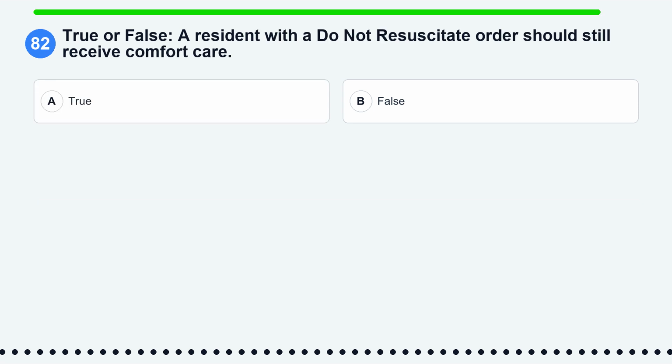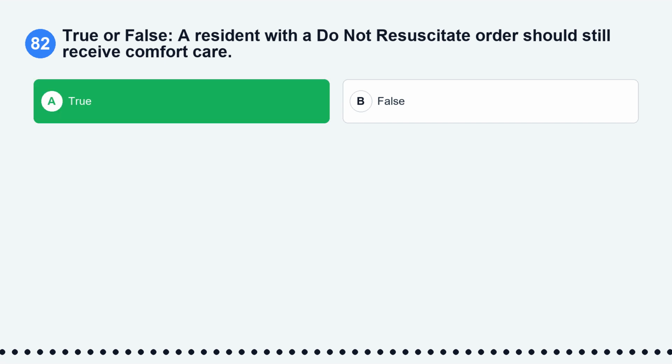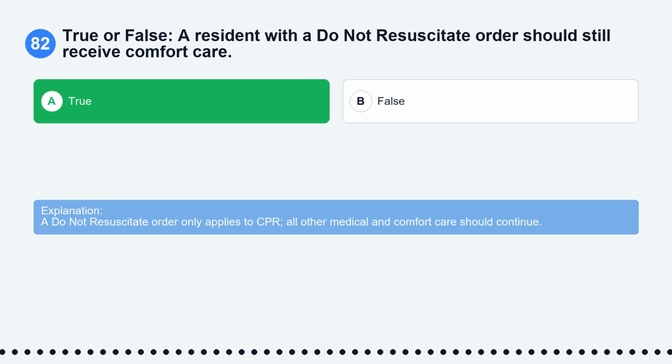Question 82. True or false, a resident with a do not resuscitate order should still receive comfort care. Option A, true. Option B, false. The correct answer is option A, true. A do not resuscitate order only applies to CPR, all other medical and comfort care should continue.